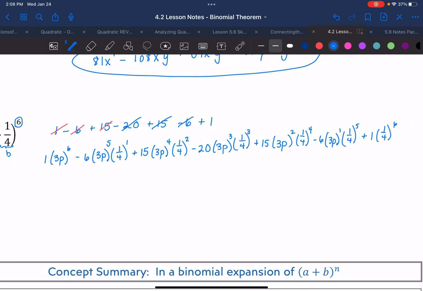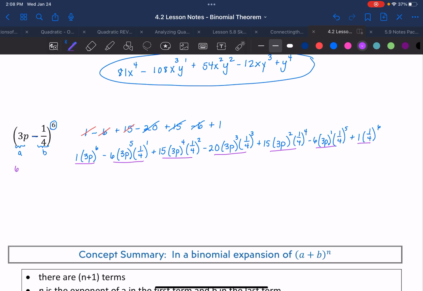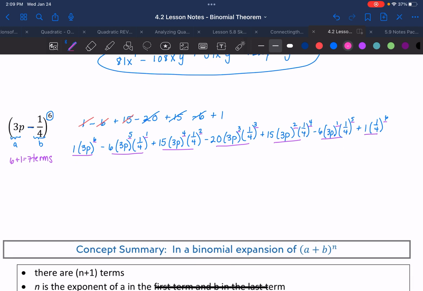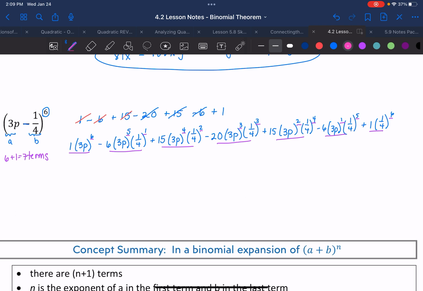So this one is a long one. I'm going to count my terms. I have 1, 2, 3, 4, 5, 6, 7 terms. That's correct. I should always have the number of degree plus 1. I have 7 terms. And I double check to make sure all of my degrees are equal to 6. So I see 6, 5 plus 1, 4 plus 2, 3 plus 3, 2 plus 4, 1 plus 5, and 6. Now the last piece of this is to collect all those terms and expand your exponents.